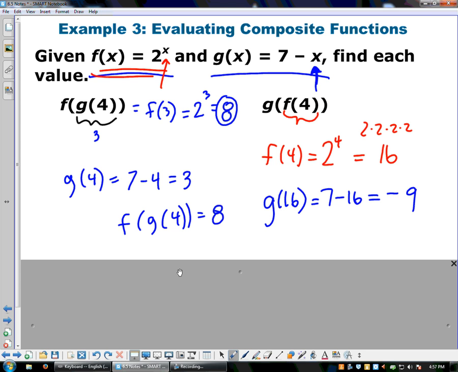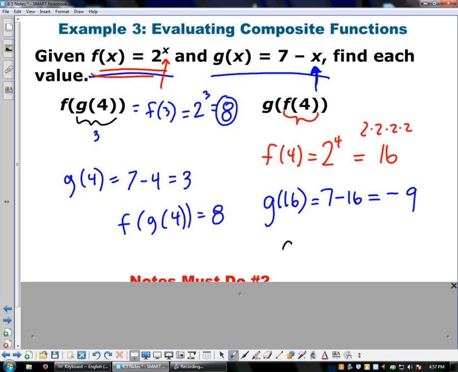So I would want to write this all together in one statement as g of f of 4 is equal to -9. So f of g of 4 is not equal to g of f of 4. That's correct. The order in which they are written, which you start from the inside out, is going to be different depending on your functions.